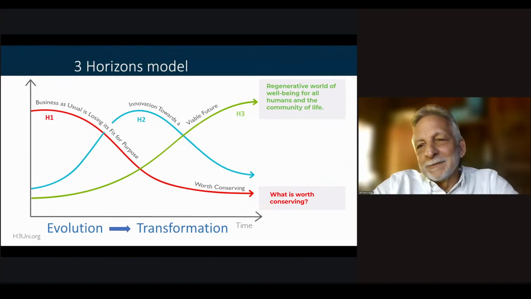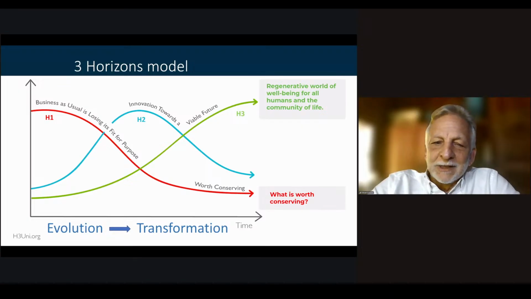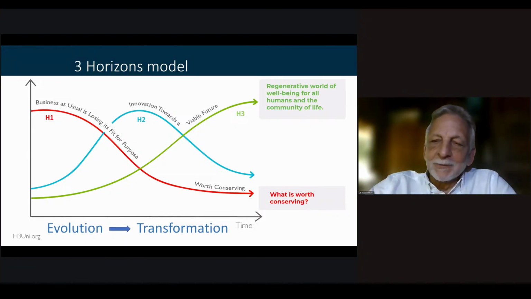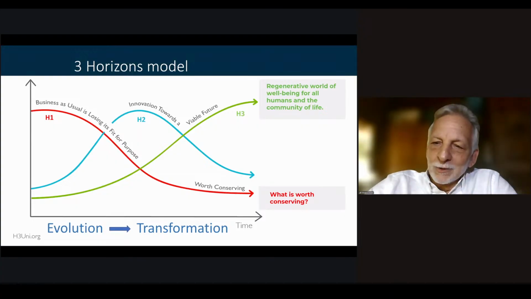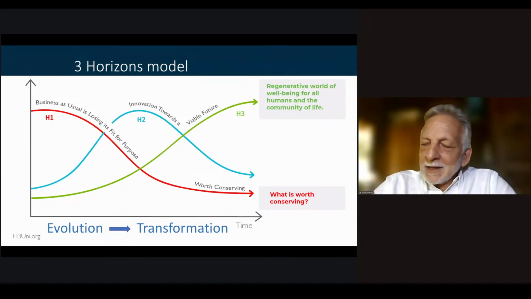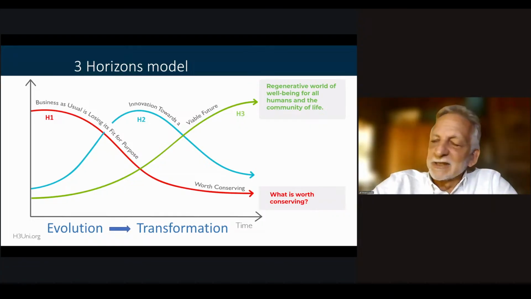This is another beautiful tool which I use all the time, the three horizons. If you don't know what it is, Google Kate Raworth, who's a good friend of mine, from the Doughnut Economics. Google her and put three horizons. Look at her 6-minute video. It just explains it beautifully.